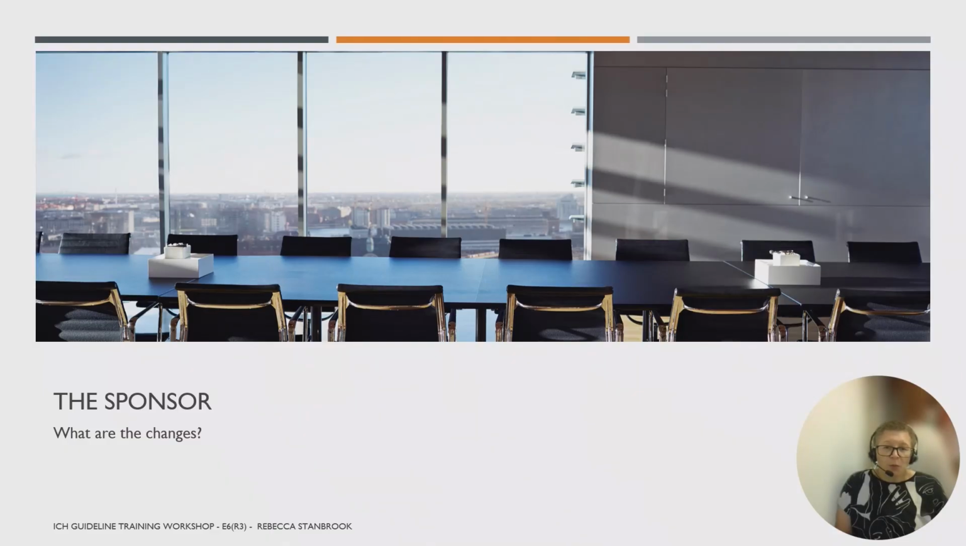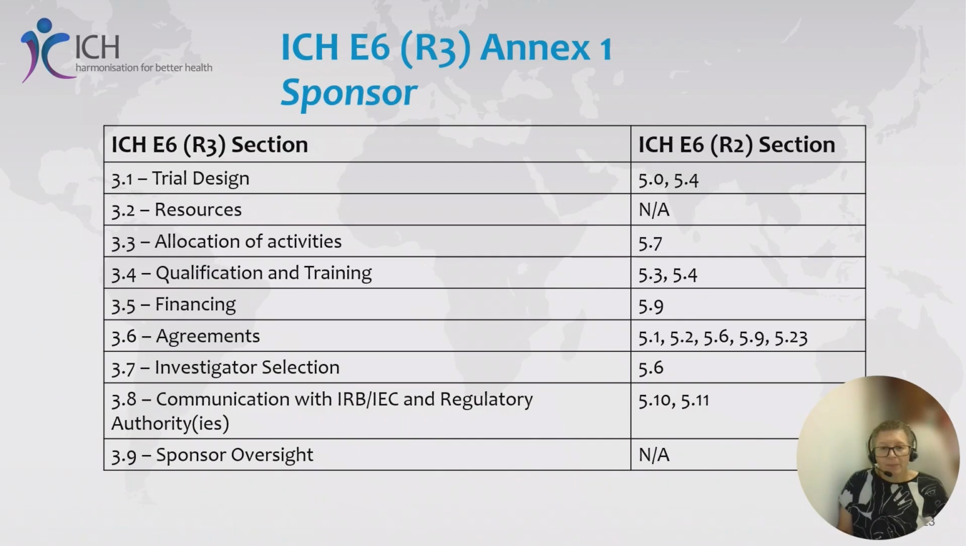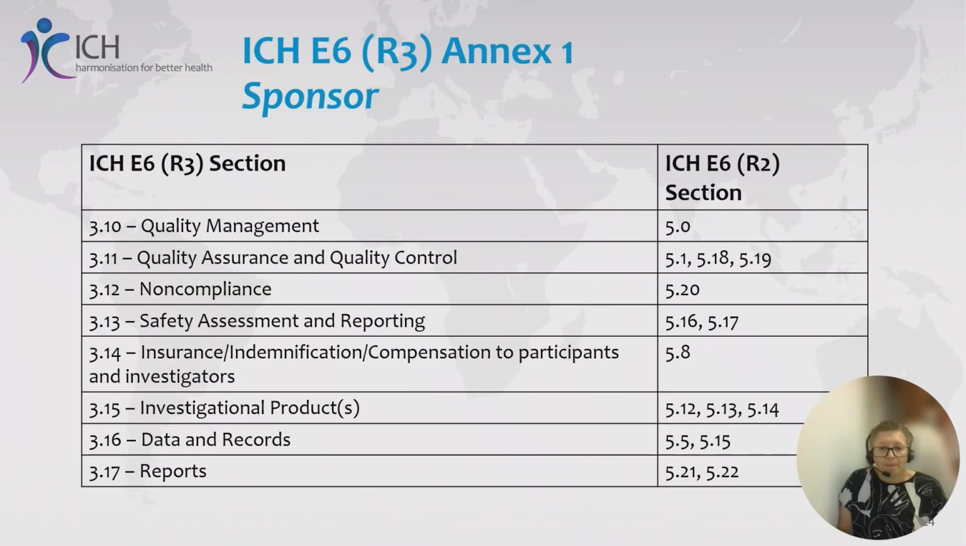So let's then move on to the sponsor. Once again, we've got that handy section in the Step 4 deck that tells you where things are in R2. And what you might notice here is we didn't previously talk about the sponsor having adequate resources, and there was no mention of sponsor oversight. But of course you'll remember sponsor oversight is not a new term, it just wasn't written down in GCP previously. And then you'll see that there's been some reordering of the sections, really trying to make it in line with the conduct of a clinical trial.